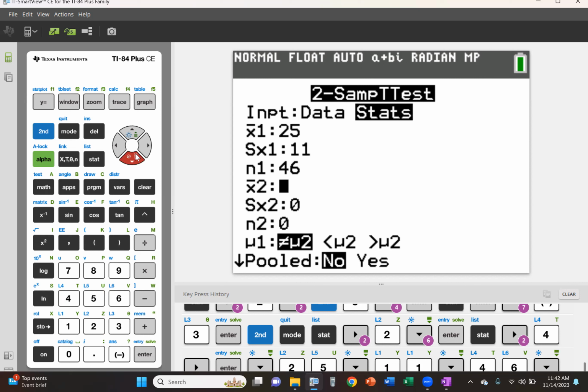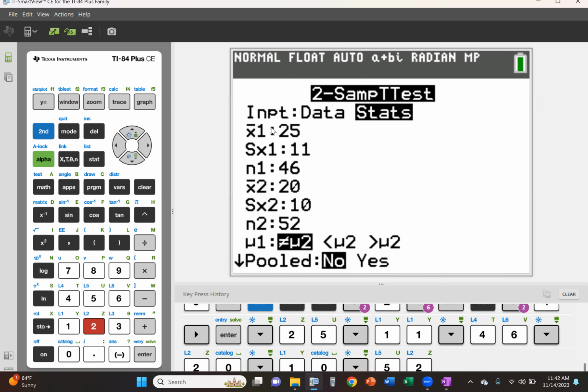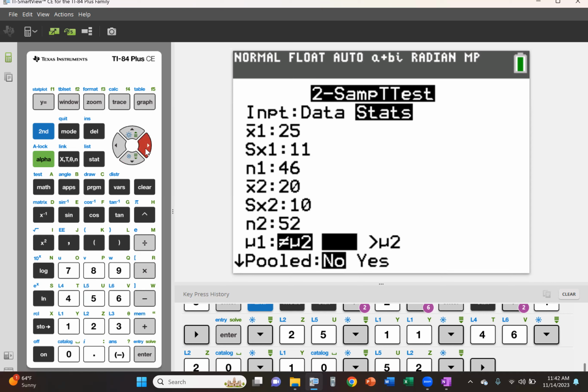So the average number of days to germinate was 25. In the second group, the classical music, it took on average 20 days for the seeds to germinate with a standard deviation of 10, and our sample size was 52. And we are interested in, is the classical music less than the rock, or is the rock greater than the classical? So we're going to do greater than.